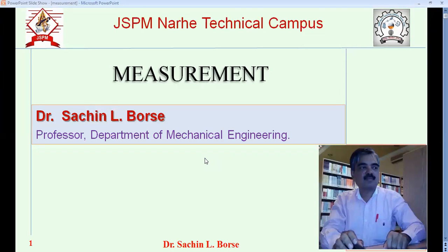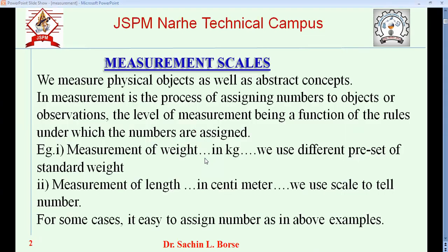When we go for measuring things which are not standard, like we measure mass in kg and temperature in degrees Celsius or Kelvin, and when we go for measurement other than that, we need to create a measurement scale. So we saw what is meant by a measurement scale.